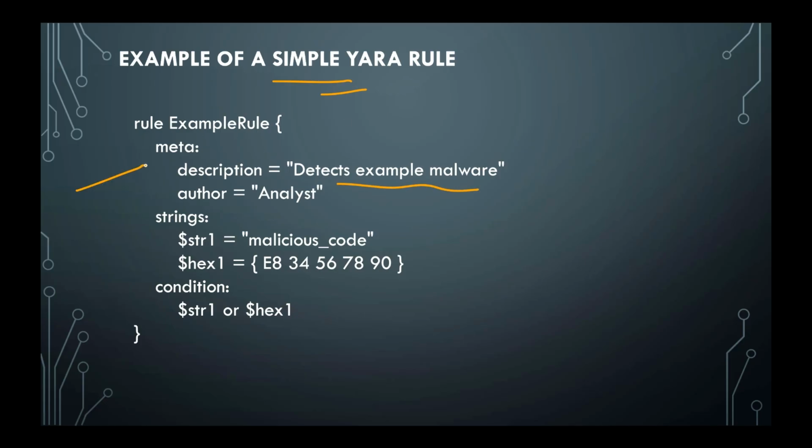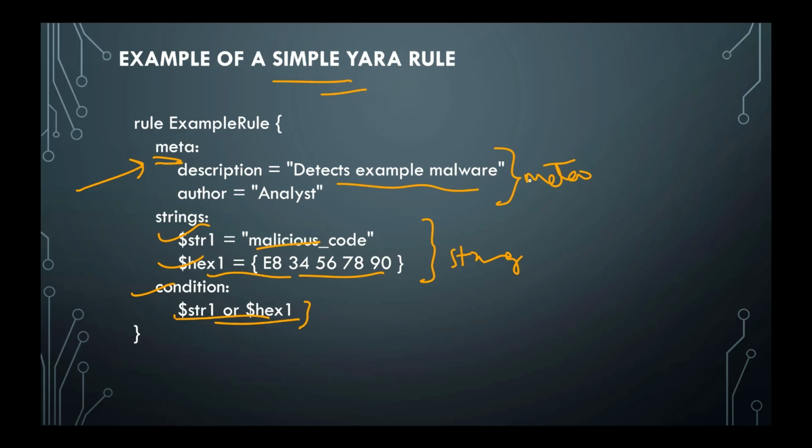So you can see the meta. Meta says description, author detail, etc. So this is meta. So this rule is going to check for the ransomware string. So here is the string for ransomware. So string one is malicious code, and string hex is this. And then we have a condition here. So if string 1 or hex 1 matches, so this rule is going to trigger.